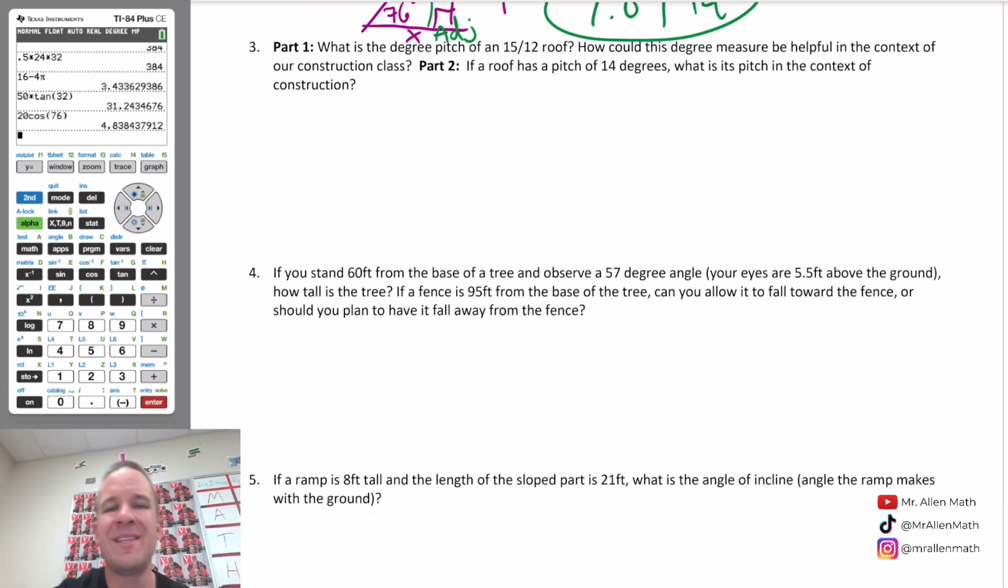Number 3 here. What is the degree pitch of a 15/12 roof? How could this degree measure be helpful in the context of our construction class? And part 2, if a roof has a pitch of 14 degrees, what's its pitch in the context of construction?